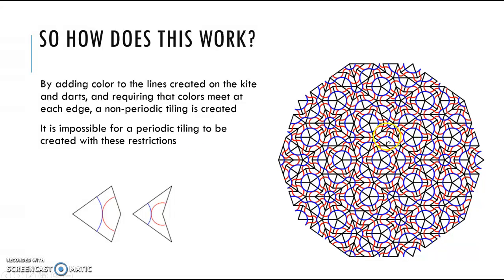This is kind of hard to see right here, but you can see how if we were to take 5 kites in the middle and tile them together, how those match up, and then we can put some darts on top. And we'll go through this. You'll see a better description of this here in a minute.